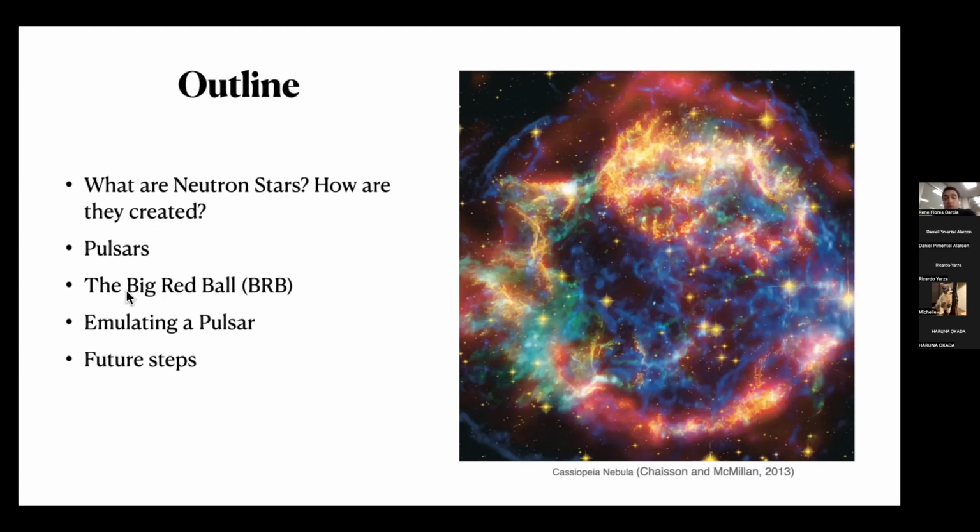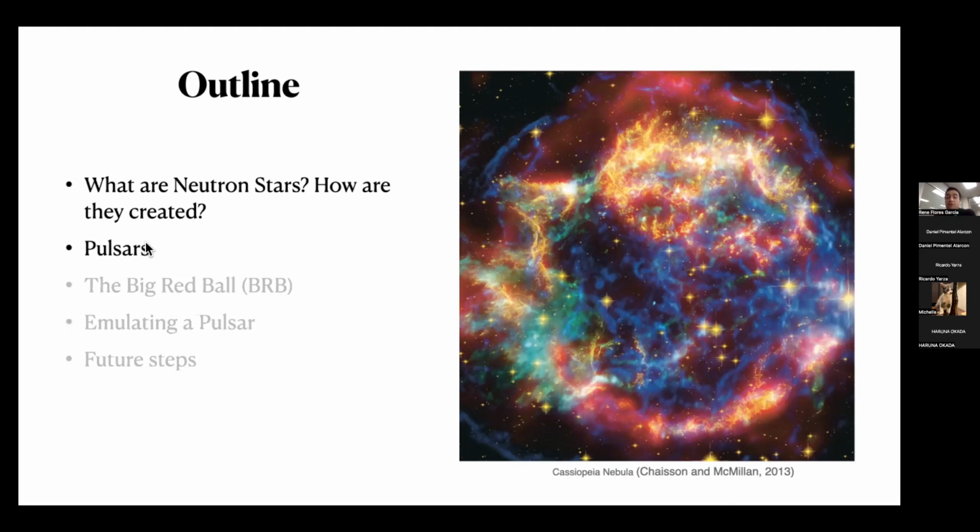Then I'm going to introduce you to the Big Red Ball, BRB, which is basically where we conduct these experiments. Then a little bit about emulating a pulsar. I'm going to be describing specifically the hardware. So experimentally, where are we in terms of creating not a pulsar itself, but how can we emulate it? And what can we do? What are the efforts that we have been doing? And then I'm going to finish the talk talking about some future steps, some next work that we need to do. So without further ado, let me check here.